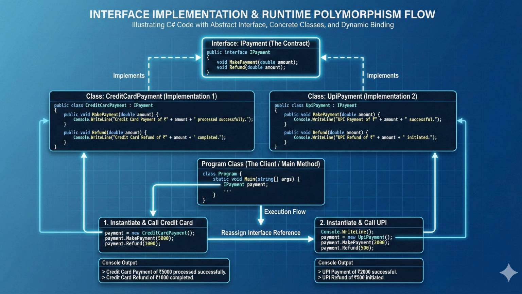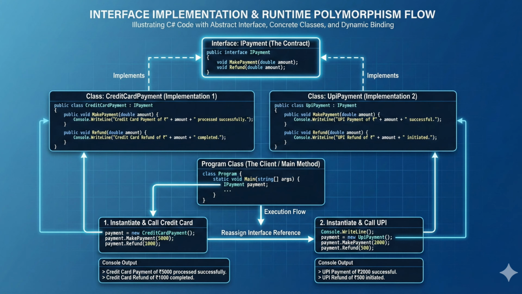Now let us focus on the middle portion of the diagram, where we see the Program class, also called the client or main method. This part represents the application layer. The most important point to observe here is that the Program class does not directly depend on CreditCardPayment or UPIPayment. Instead, it creates a reference variable of type IPayment. This means the application depends only on the interface, not on the concrete implementations. This design is extremely important in professional software development.